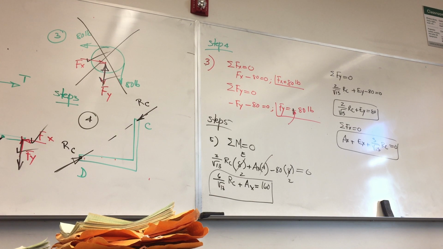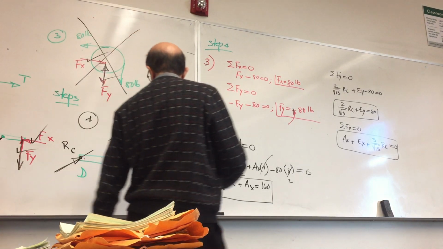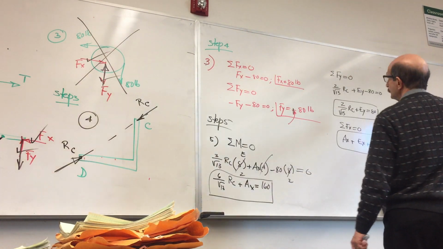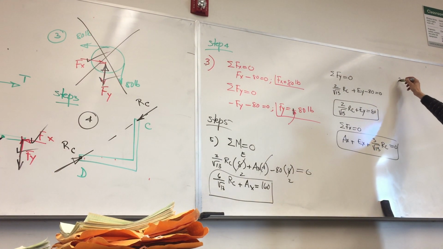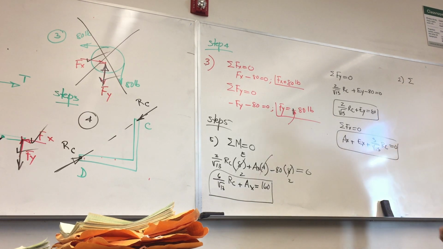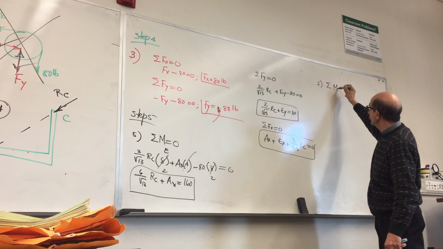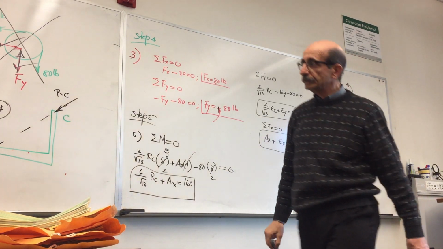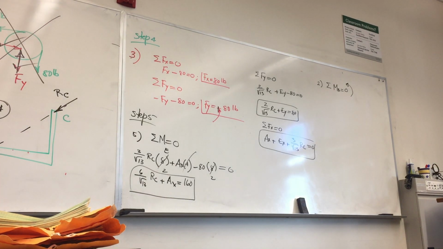However, as I said, exhaust all your options and do whatever you can, then you move to the next free body diagram. So I'm going to go to this free body diagram right here, number 2. I take summation of moments about B equal to 0, and of course RC is resolved again.